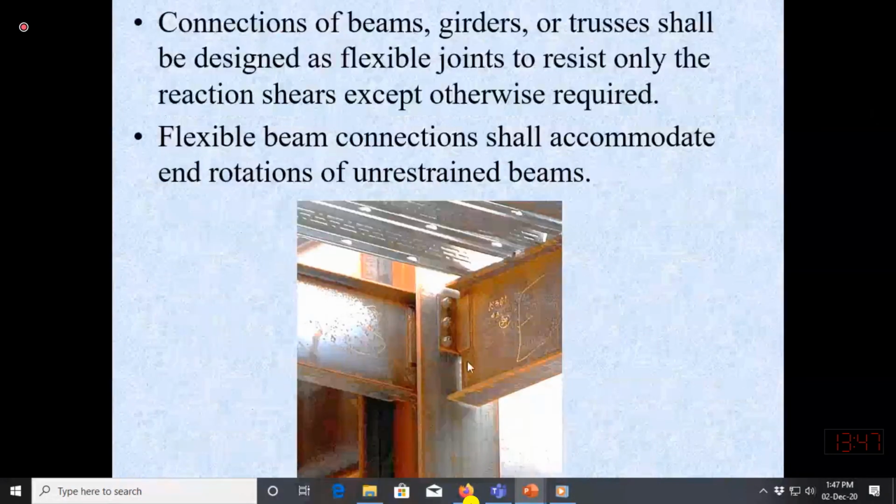So here we are having the connection that we have already discussed. So only web is connected. Web may be connected thoroughly or maybe some portion may be connected depending upon the magnitude of the shear force which is acting in this beam. So you can see that flanges are not connected. So it means that only shear forces are transferred from this beam to column.